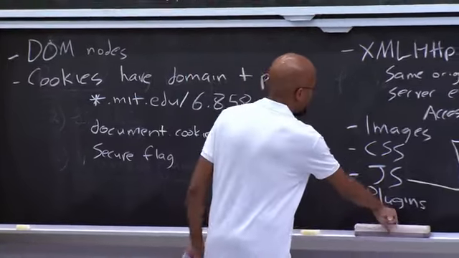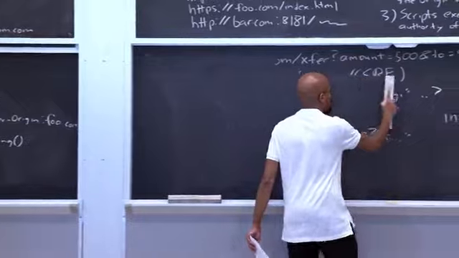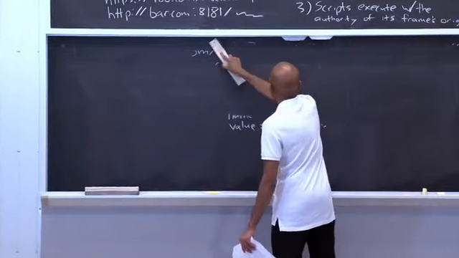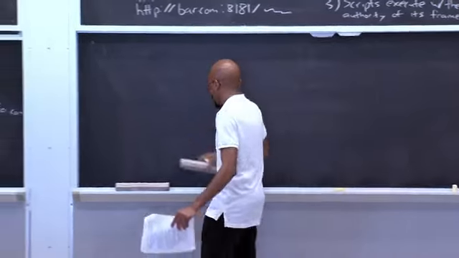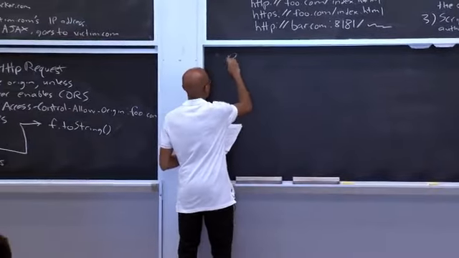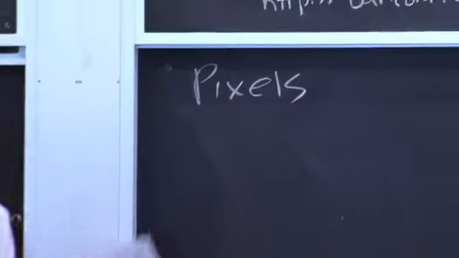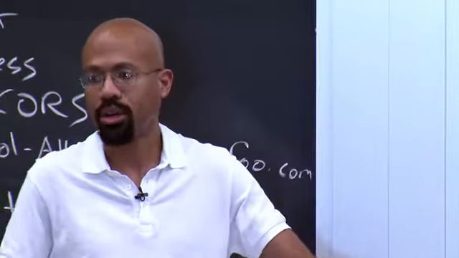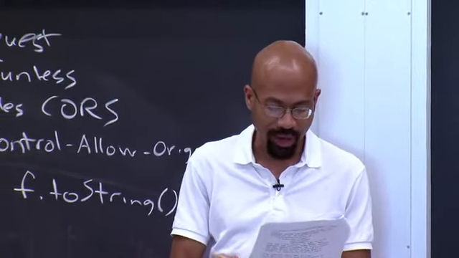OK, so here is a fun attack. We've talked about a lot of resources that the same origin policy protects. So what about pixels? How does the same origin policy protect pixels? Well, as it turns out, pixels don't really have an origin. Each frame gets its own little bounding box, just a square, basically. And a frame can draw wherever it wants on that square.